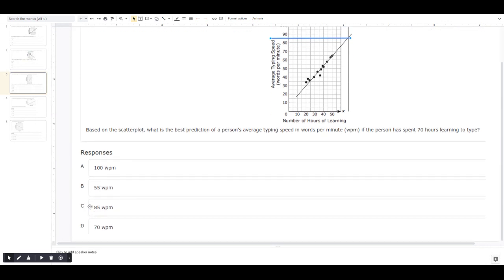We got our answer: 85 words per minute. Okay, you may notice on these that your answer choices are not usually close together. That's because they understand that there's going to be a little bit of variance in how you draw that trend line. This is one of the very few times in math that it's okay to have a little variance in your answer, and you can still be correct. So find the one that's closest to what you picked, and voila, you have your answer.